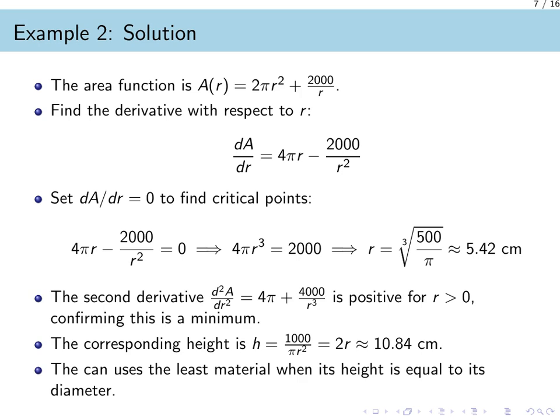To confirm this is a minimum and not a maximum, we can check the second derivative, which is positive for any positive radius, meaning the function's graph is always concave up. This gives a corresponding height of about 10.84 centimeters. The key insight is that the most efficient can has a height exactly equal to its diameter.